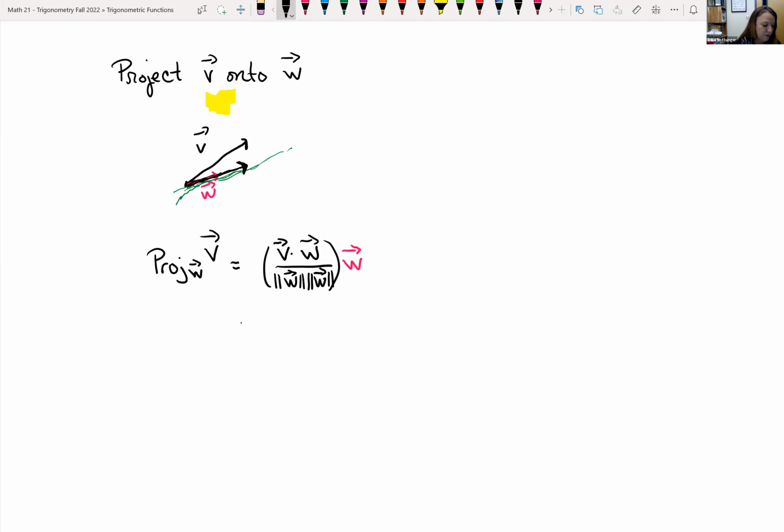So recall, we can rewrite this a little bit. We saw that if we had the magnitude of W times the magnitude of W, that was the same thing as W dot W. So we could rewrite this as V dot W over W dot W, all times vector W.